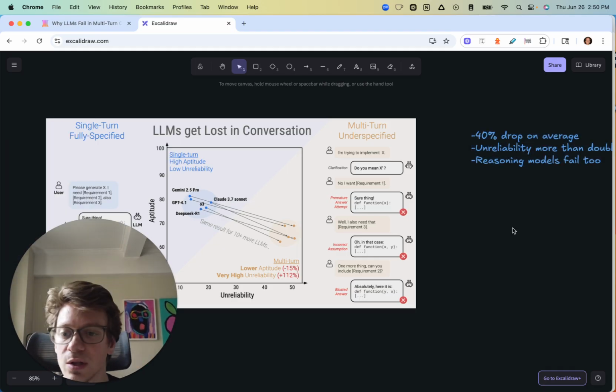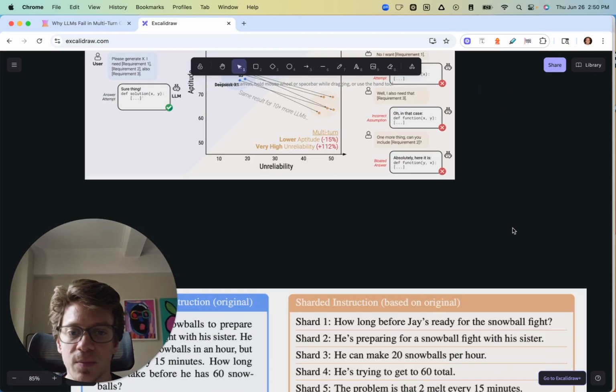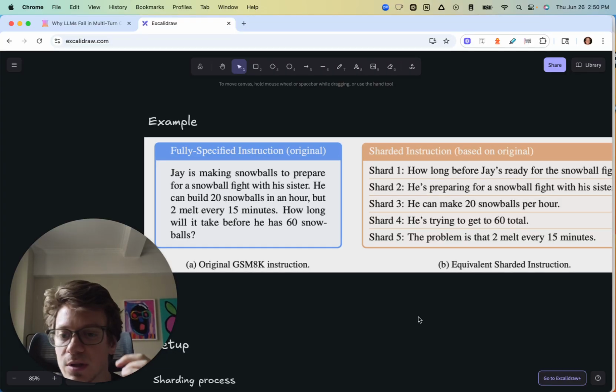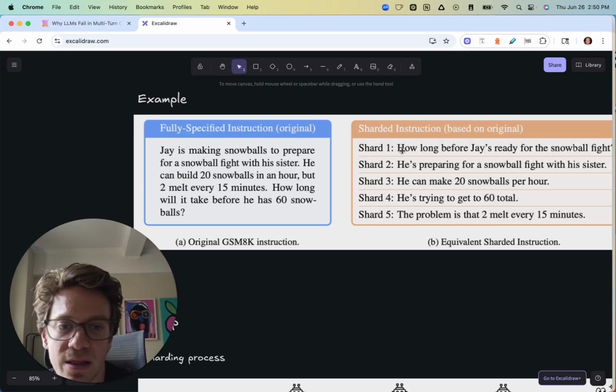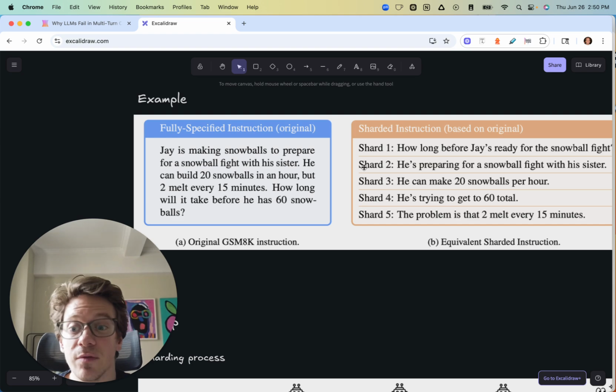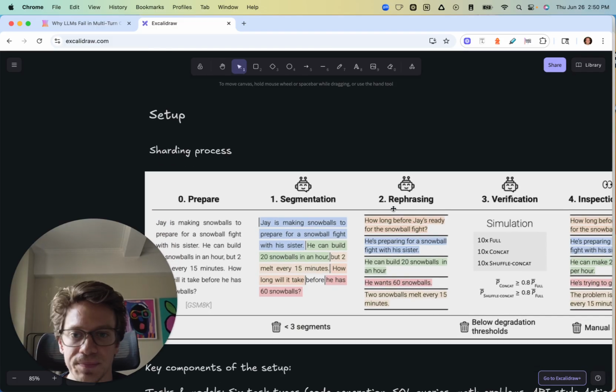And so we'll look a little bit at the experiment and also go over why this happens and then the solutions as well. So basically what the researchers did was take a prompt from a popular data set where all of the information is up front, and then they broke it up into many different shards that the LLM would have to retrieve from in conversation.